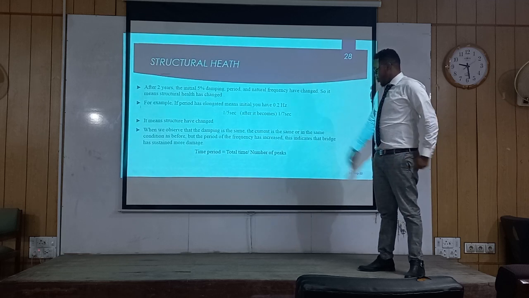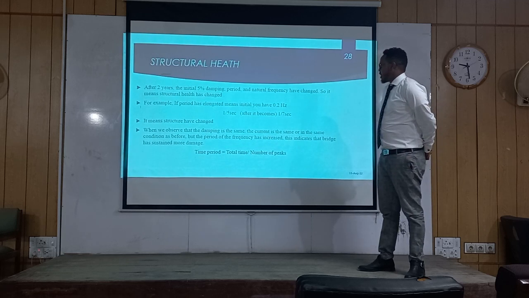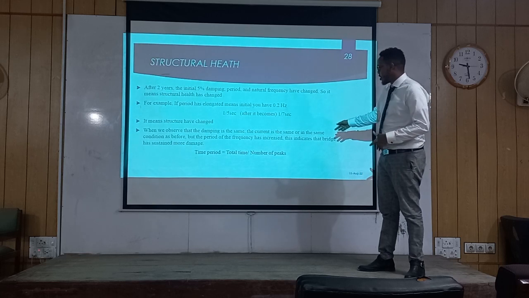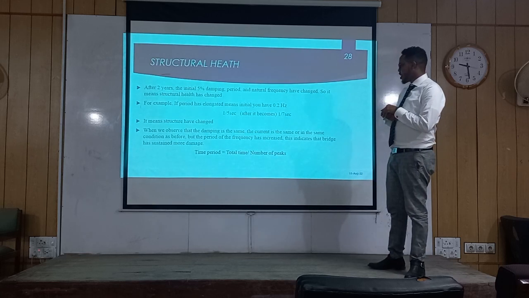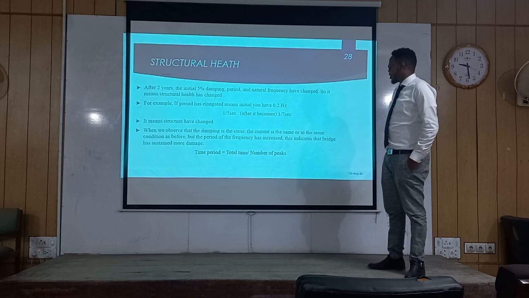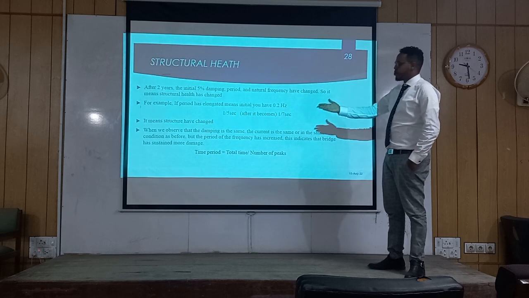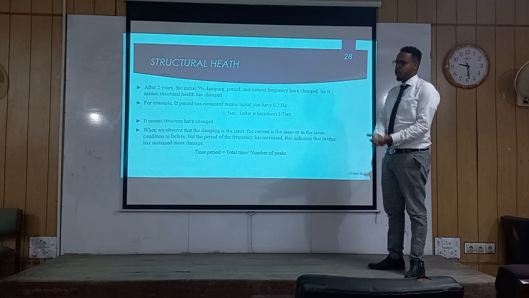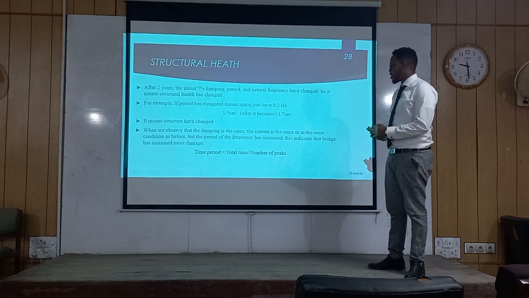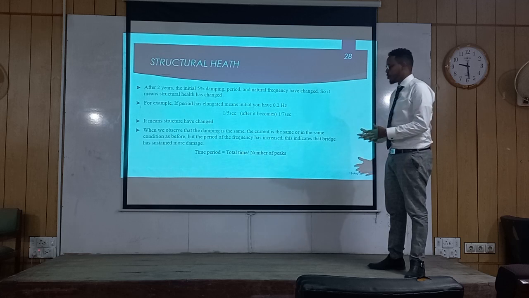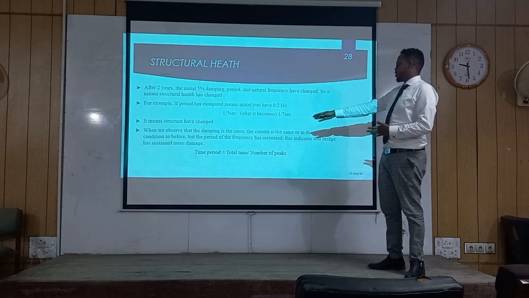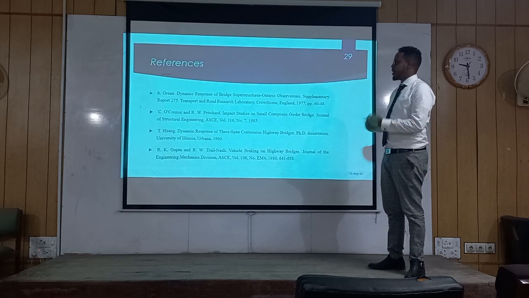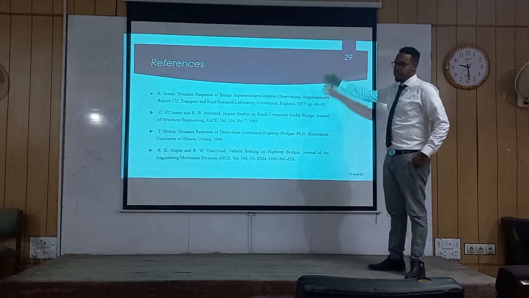What we will do is, when we observe that the damping of the bridge is the same, under the same conditions as before, but the period has increased, that will tell us that the bridge has been damaged. So we have to do something about it. Otherwise, it will collapse and cause damage to our environment. So how can we find the time period? Time period equals total time divided by the number of peaks. So that's how we can find it. And this is our reference.